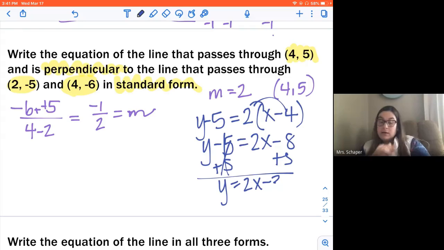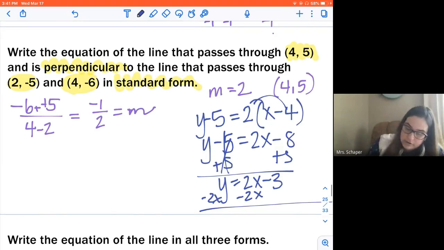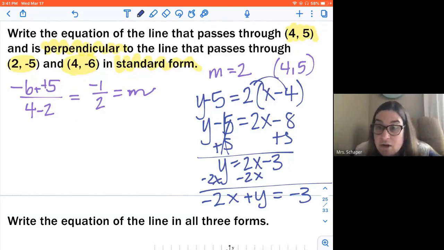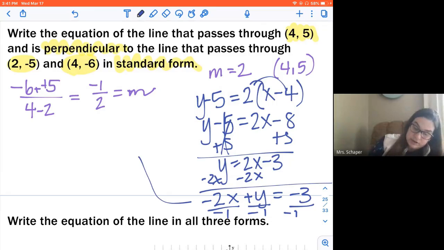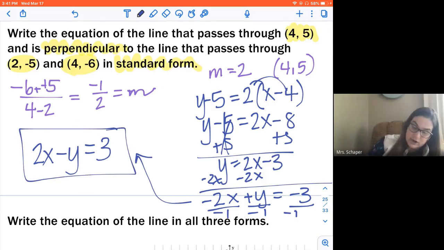And what I'm doing right here is taking a pit stop at slope-intercept form. Here it is. And then I'm going to subtract 2x from both sides. So -2x plus y equals -3. Now here's the thing. With standard form, you can't have a negative a. So I need to divide everything by -1. So my answer will be 2x minus y equals 3. Standard form.